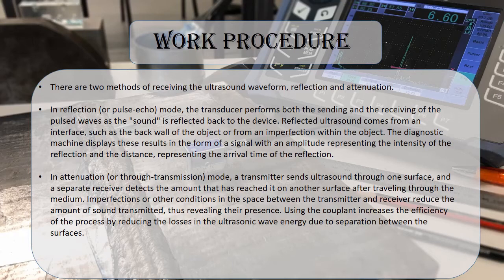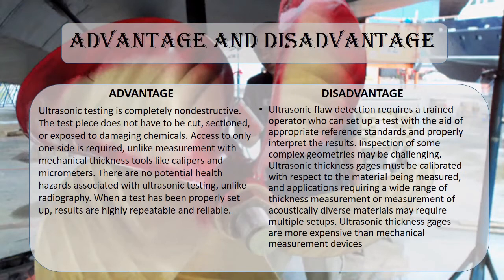In attenuation or through transmission mode, a transmitter sends ultrasound through one surface and a separate receiver detects the amount that has reached it on another surface after traveling through the medium. Imperfections or other conditions in the space between the transmitter and receiver reduce the amount of sound transmitted, thus revealing their presence. Using a couplant increases the efficiency of the process by reducing the loss in the ultrasonic wave energy due to separation between the surfaces.